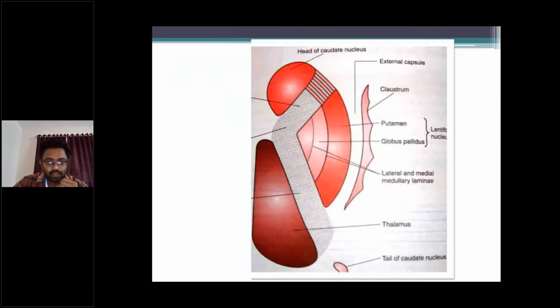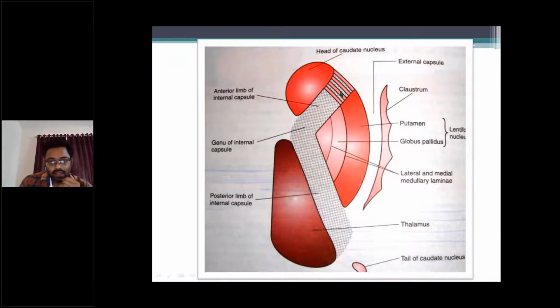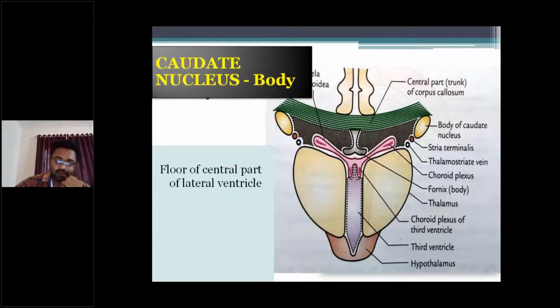Next, below the anterior limb of the internal capsule, the head of the caudate nucleus and putamen are connected by a mass of gray matter. This mass of gray matter has a striated appearance, that's why it is called corpus striatum. In a similar picture, we see the head of the caudate nucleus, lentiform nucleus, anterior limb, genu, posterior limb, and thalamus. Below the anterior limb, these horizontal lines indicate the mass of gray matter below the anterior limb of the internal capsule, right? So that is the head of the caudate nucleus.